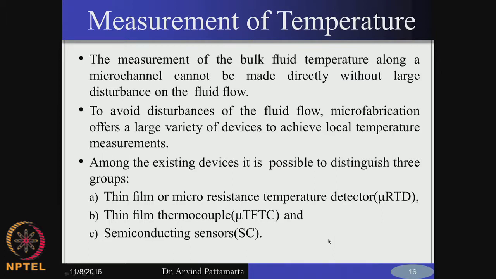One of the methods is using what is called a micro RTD, a resistance temperature detector. You have conventional RTDs. In the same way, in a micro channel you can miniaturize it and call this a micro RTD. The other common method is the micro thermocouple. Apart from this, you also use what are called semiconducting sensors. In essentially all of these, the basic principle is that you do not measure temperature directly. Unless you have a thermometer, which maintains thermal equilibrium, and you measure directly something in degrees Fahrenheit or degrees Celsius.